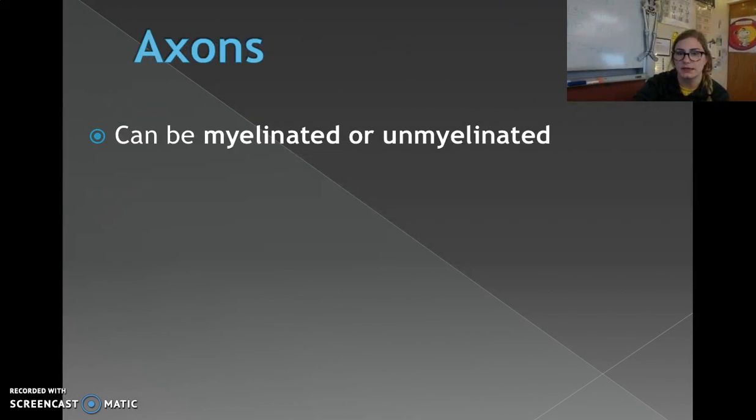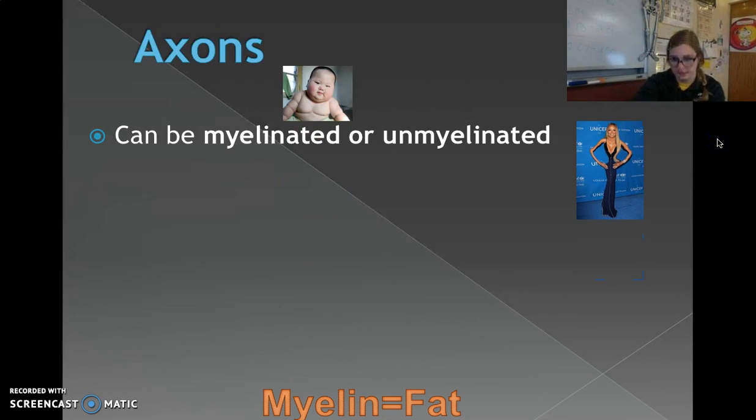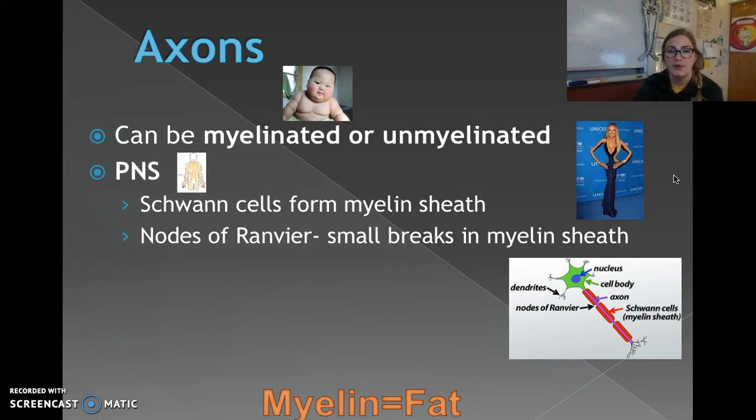All right, so you may not be able to see it. It says axons here. Axons are either myelinated or unmyelinated. Myelin refers to that fat around the axon. So if we have fat around the axon, I forgot that I put those in there. So we have a really, really skinny Photoshop Mariah Carey and then a really chunky baby. So that's what we're going to be looking at here. In the peripheral nervous system, the Schwann cells form the myelin sheath, all of that fat around the axon.